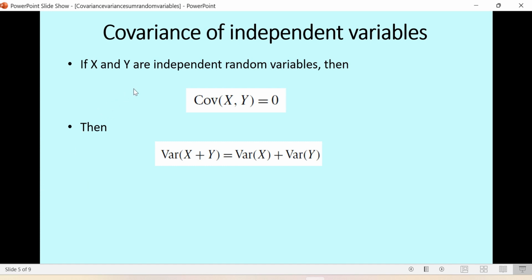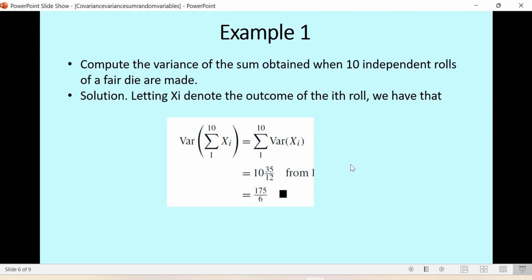But if X and Y are independent, the variance of X plus Y equals the sum of their variances, because the covariance is 0. And this statement also applies to the case of multiple random variables. So next we take a look at an example.